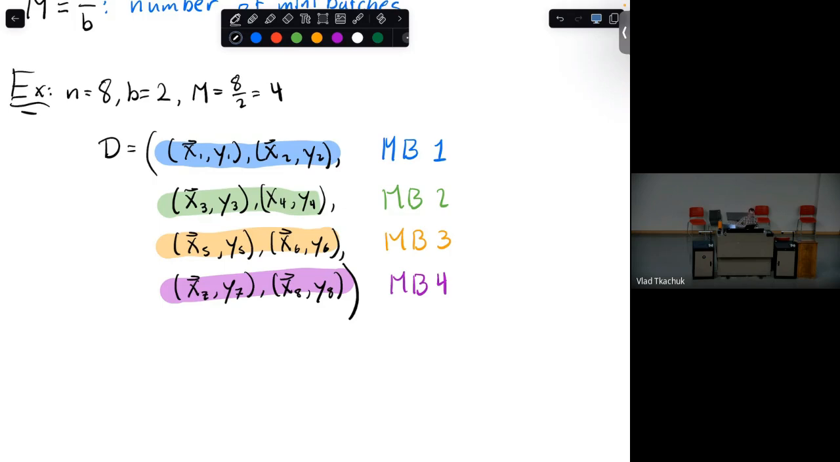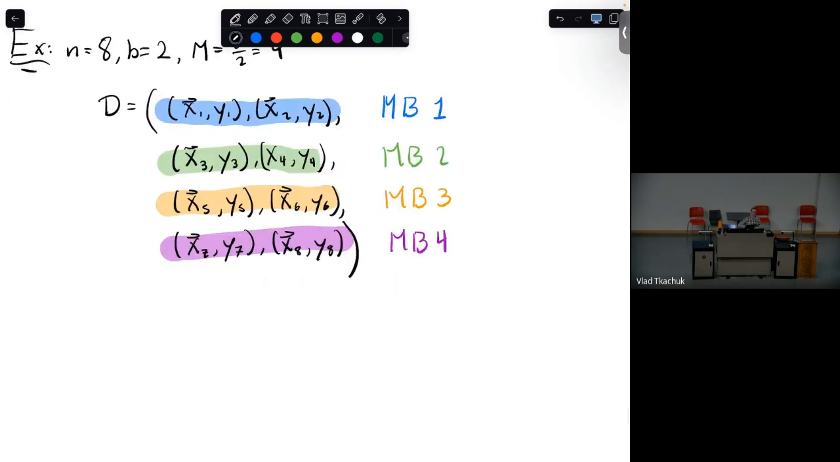But before doing that, I'll tell you how we handle the case when we don't get an integer for n over b. So in particular, n over b is not always an integer.